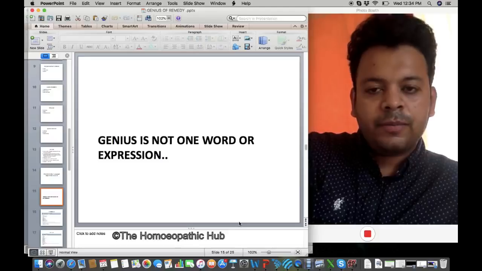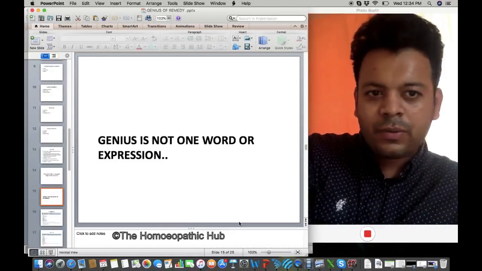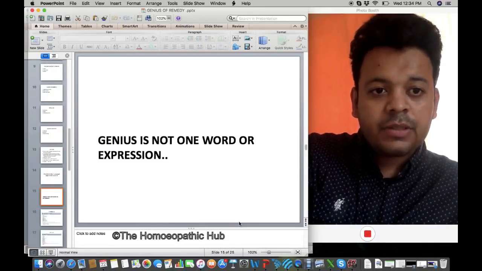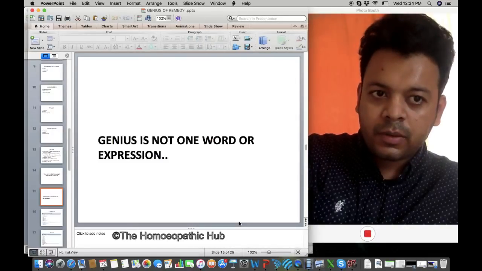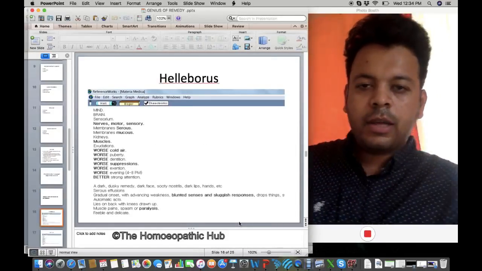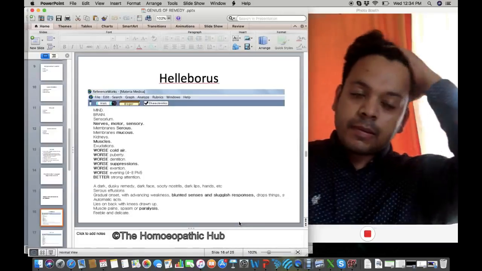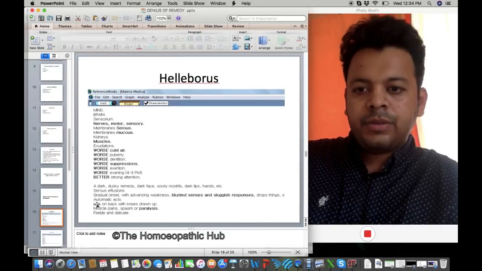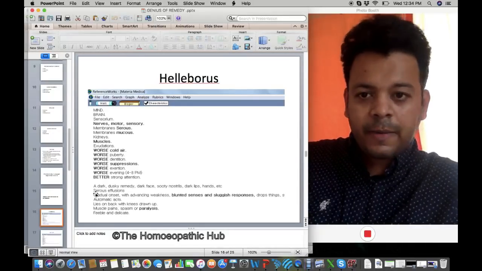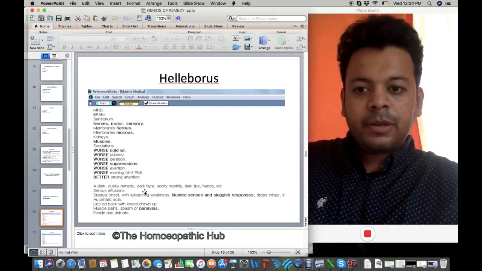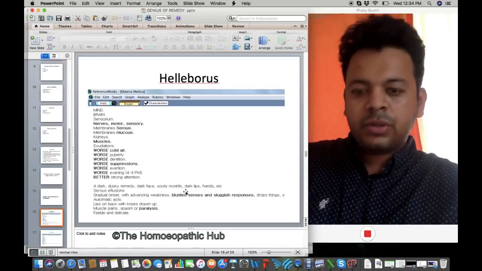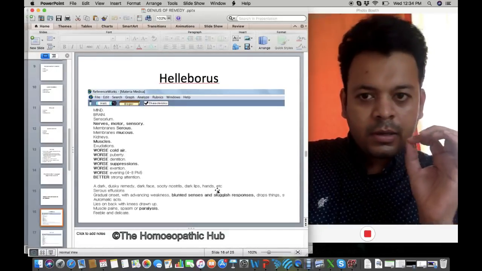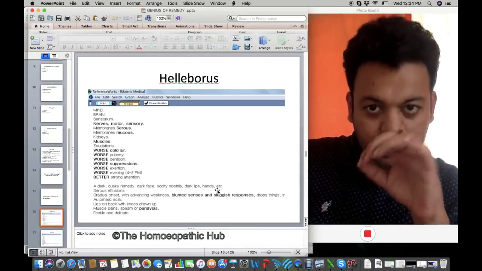Let's try to understand. First of all, genius is not one word. Genius could be an expression. It could be more than a word. Let's start with Helleborus. You can see here Helleborus and what's written by Boger in the first line: a dark, dusky remedy, dark face, sooty nostril, dark lips, hands, etc. This shows the main genius of Helleborus.